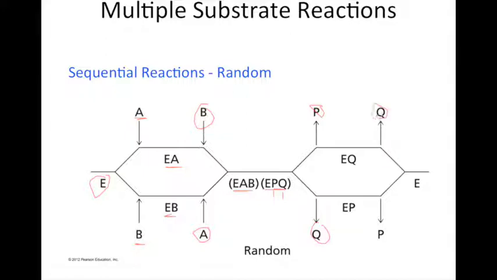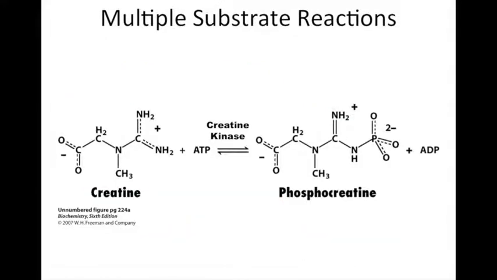Then it would release our second product, ultimately regenerating our free enzyme. An example of an enzyme that follows random sequential binding or random sequential kinetics is the enzyme creatine kinase. Creatine kinase has two substrates, creatine and ATP, and it transfers a phosphate group from ATP to creatine to form phosphocreatine, and in the process ATP is hydrolyzed to ADP.